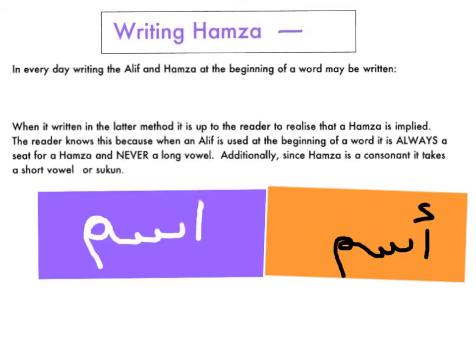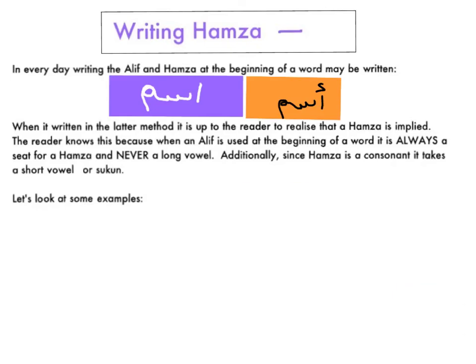When it is written in the latter method, it is up to the reader to realize that a Hamza is implied. The reader knows this because when an Alif is used at the beginning of a word, it is always a seat for a Hamza and never a long vowel. Additionally, since Hamza is a consonant, it takes a short vowel or sukun. Now let's look at some examples.